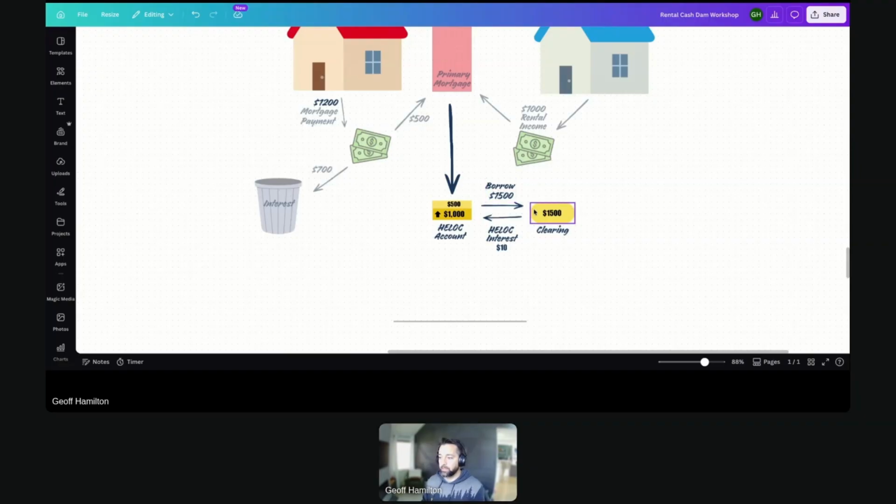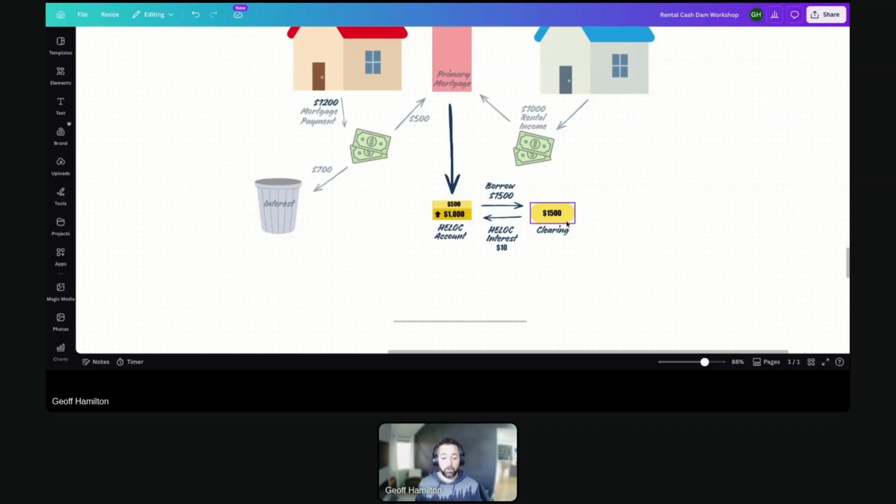Okay. It's going to go into what's called a clearing account. Now, this is nothing special. We just use it for tracking purposes and organization. It's basically just a checking account, and you put the money in there. This is a dedicated spot for any money from our HELOC that's going to be tax deductible to start with. So it goes into our clearing account, $1,500.